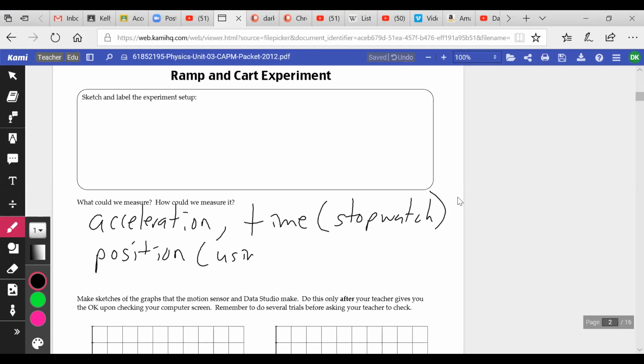We'll see using popsicle sticks, but that's what we had available. We could measure the position for every second using popsicle sticks. All right. And then velocity we can also measure. Not directly in the lab, but we can definitely calculate what the velocity will be at each moment.